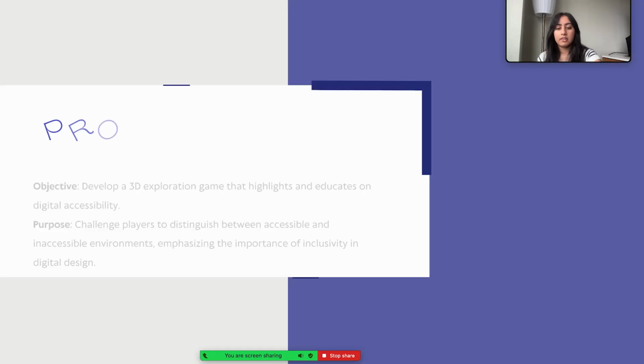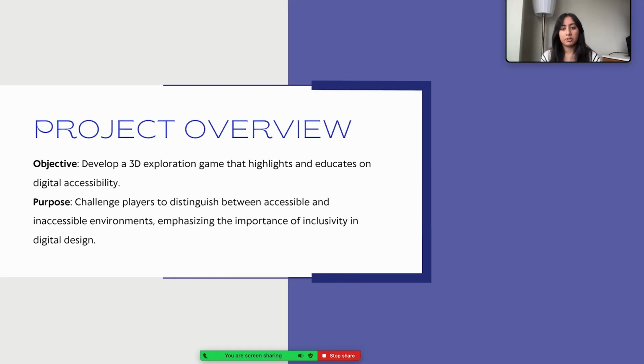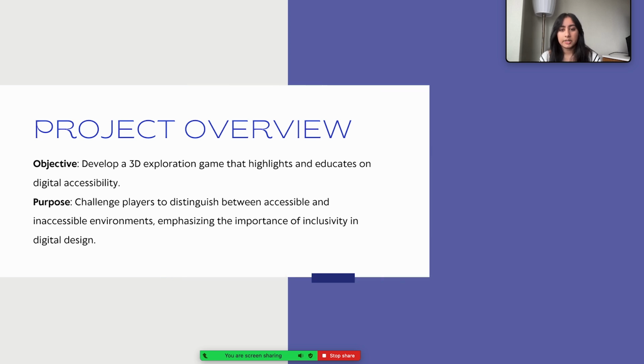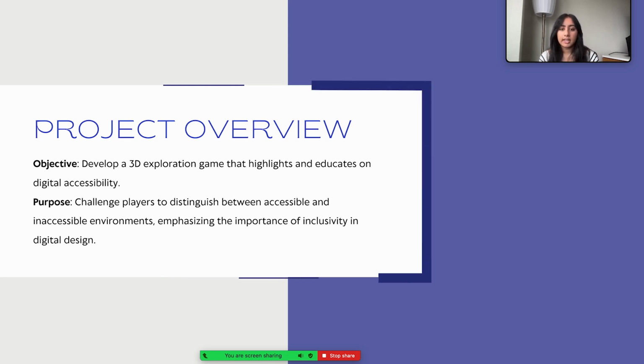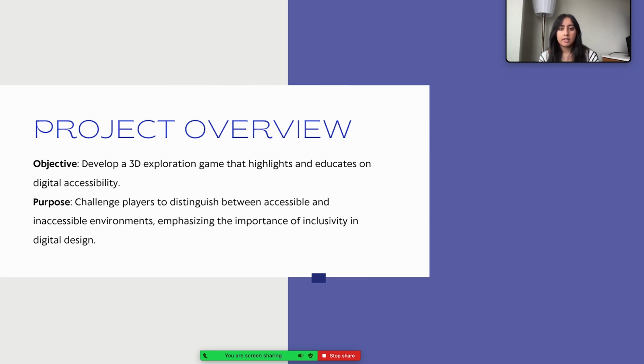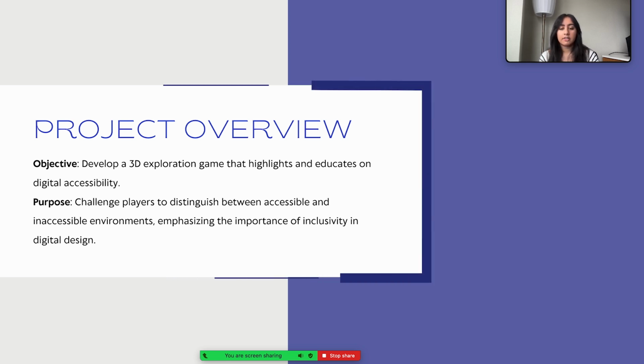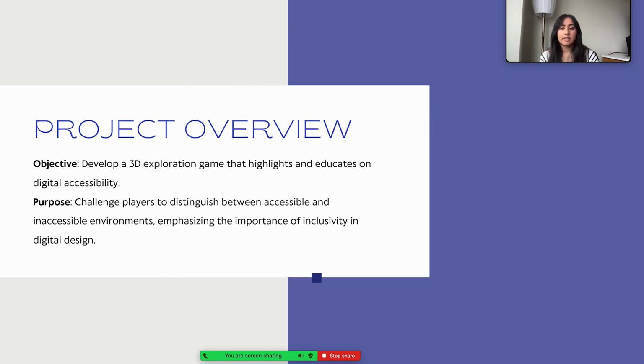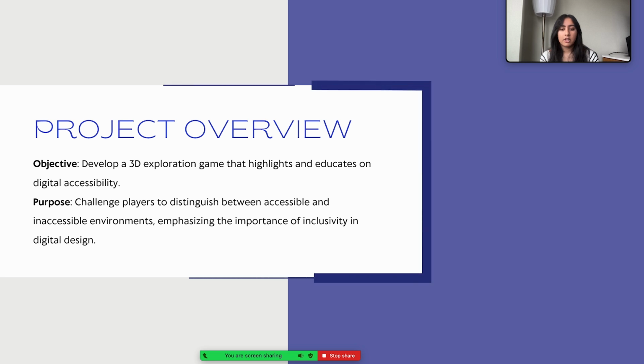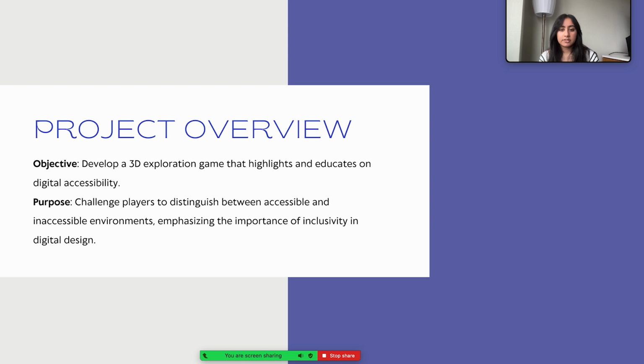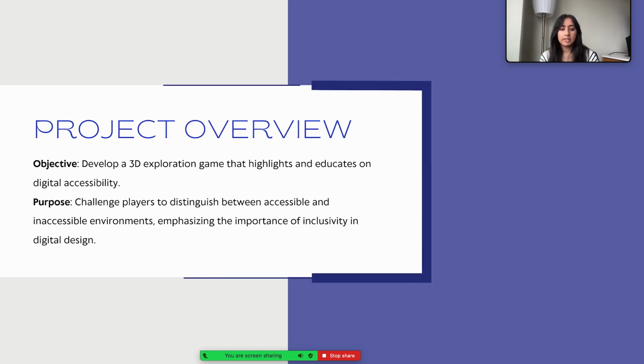To begin with, the project overview and the goal. This project's primary objective was to develop a prototype 3D exploration game that emphasizes the value of digital accessibility. The game instructs players on the difficulties experienced by people with impairments by immersing them in settings where accessibility features are either present or absent. The goal of this project is to use gaming as a tool to foster empathy and understanding, not only to make a game.